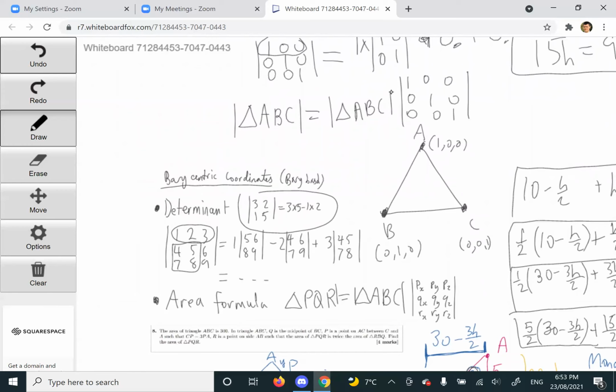Another example. How about this? If I took the midpoints here, C is 0 here, so this would be half, half, 0. And this would be half, 0, half. And this would be 0, half, half. Okay. So what would be the area of this medial triangle? We actually know it's a quarter. I think we know it should be a quarter of the whole thing, right?